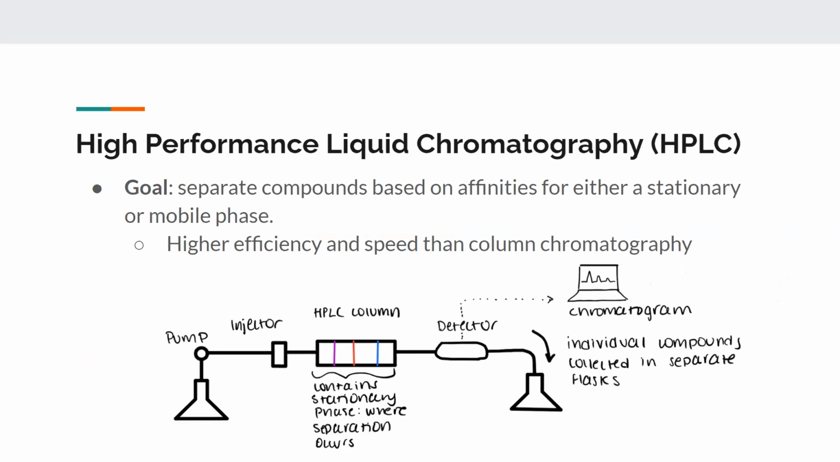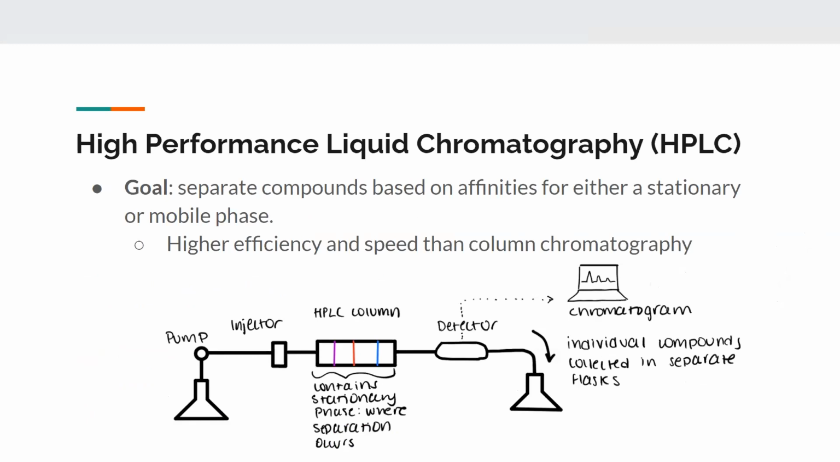All right, so that was it for column chromatography, and we're now moving on to our second to last technique. We have high performance liquid chromatography. So the goal of this technique is to separate compounds based on their affinities for either the stationary or the mobile phase. So this technique actually has a higher efficiency and speed than column chromatography. So in cases where that's needed, HPLC will be used.